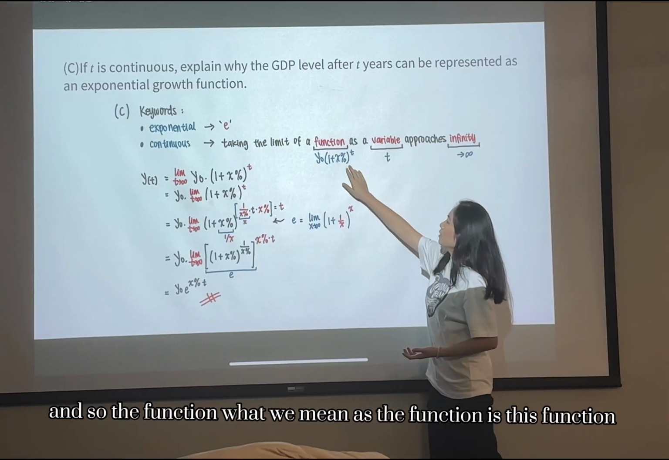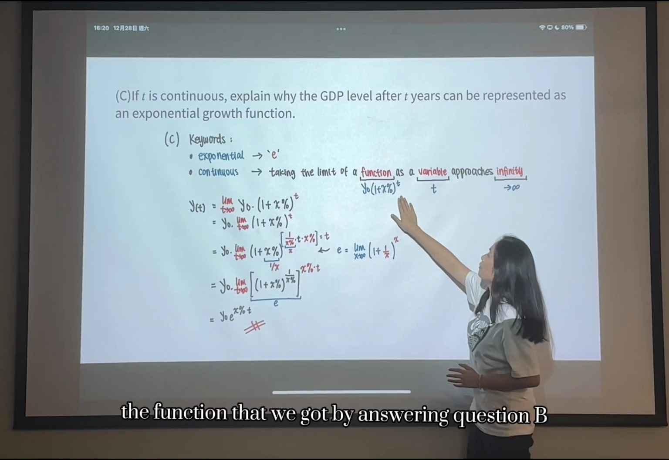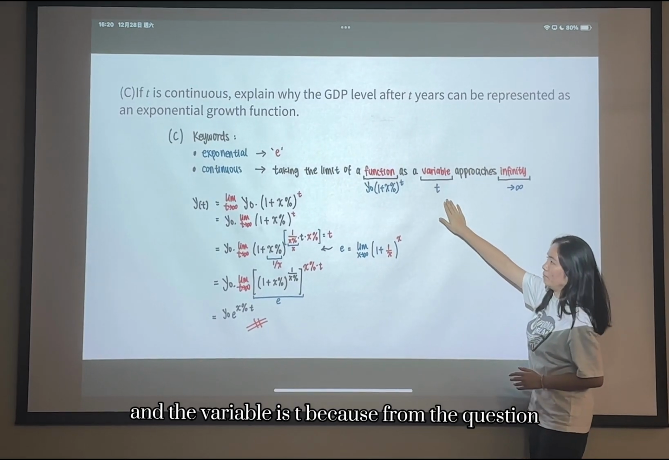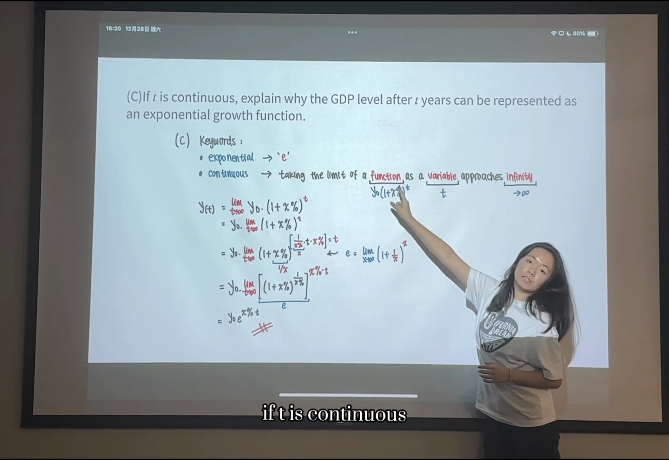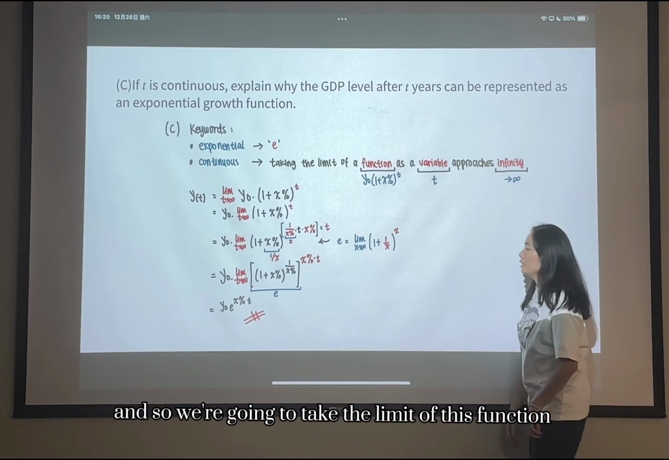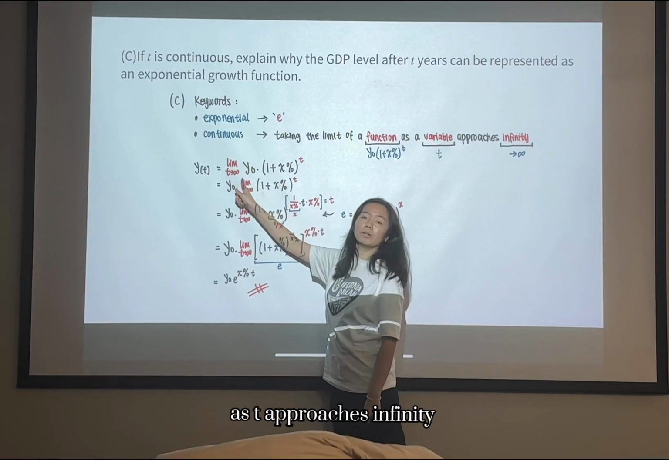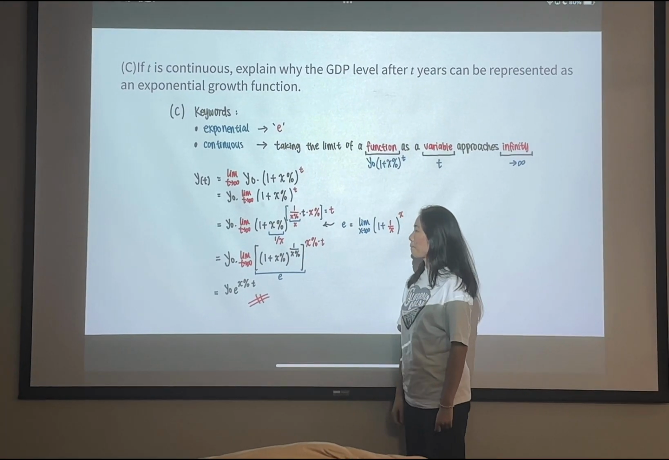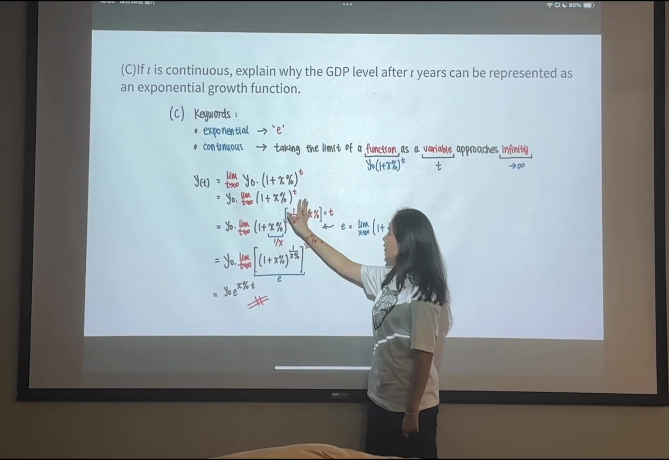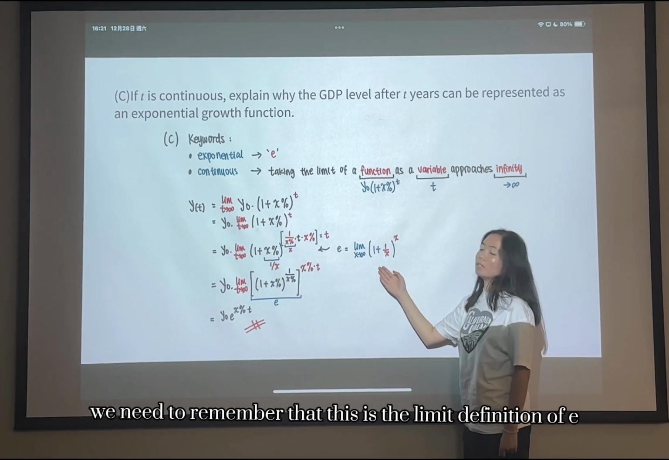And so the function, what we mean as the function is this function, the function that we got by answering question B, and the variable is t, because from the question, if t is continuous, so the variable is t, approaches infinity. And so we're going to take the limit of this function as t approaches infinity. And since Y0 is a constant, we can move it to the left side. And to proceed to the next step, we need to remember that this is the limit definition of E.